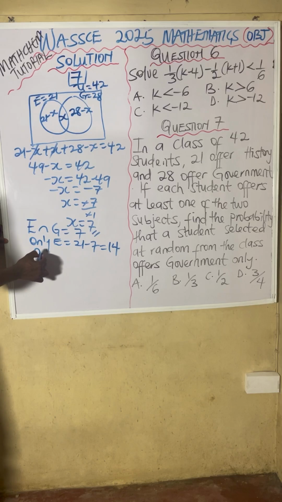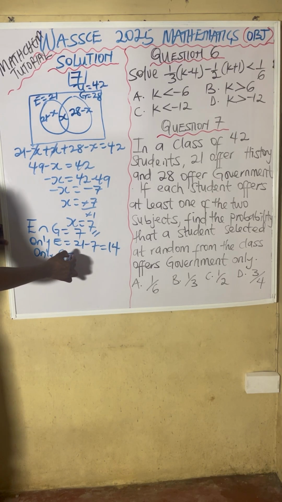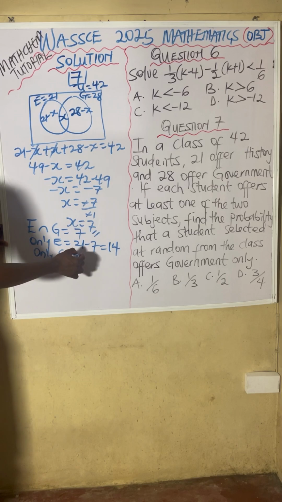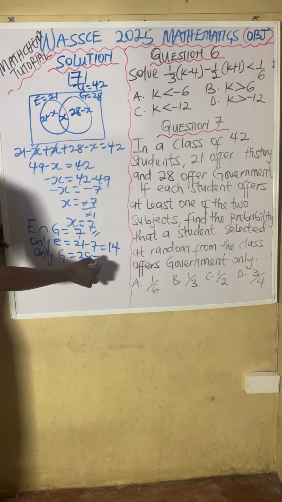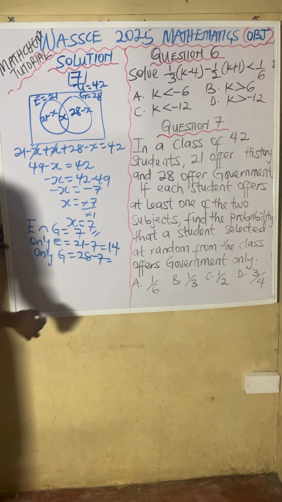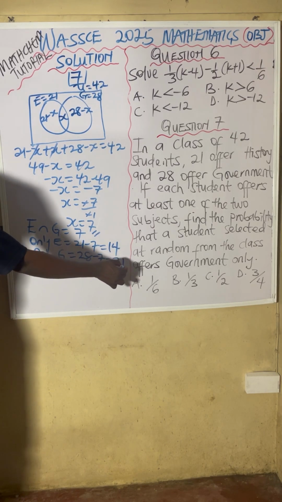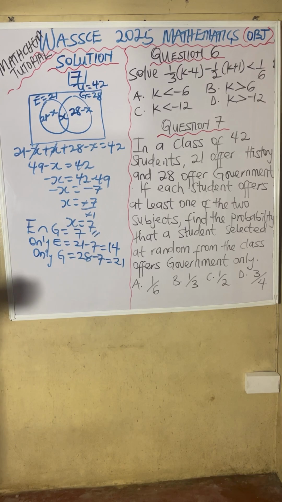And what about only government? So only government will be 28 minus 7. So 28 minus 7, that is 21. That is 21. So now we have gotten government only.